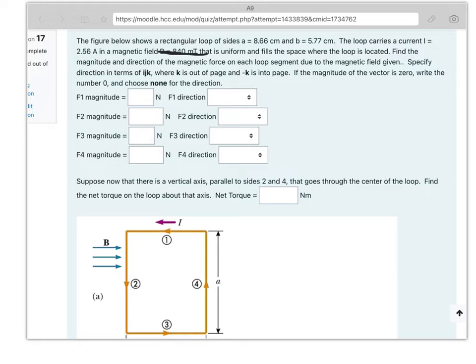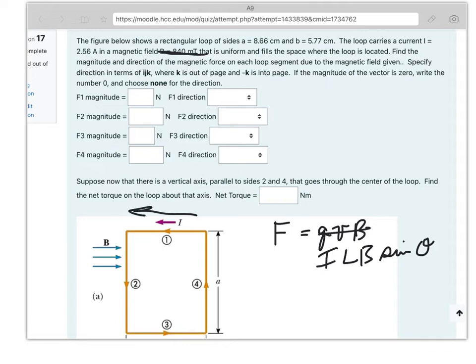And so the force on each wire is going to be QVB, ILB sine theta. There are 2 different lengths, so make sure you get the right length, and pay attention to what theta is. For segment 1, the current is this way and the field is in the opposite direction. So that's 180 degrees, and the sine of 180 equals 0.